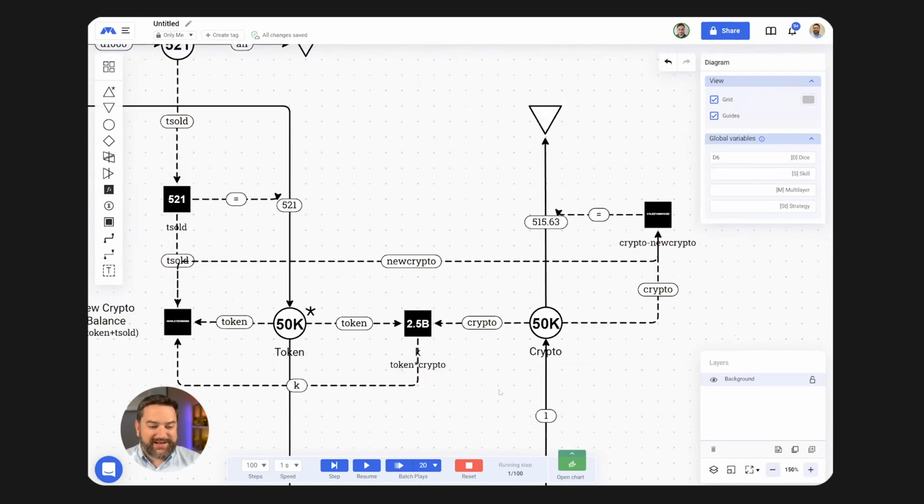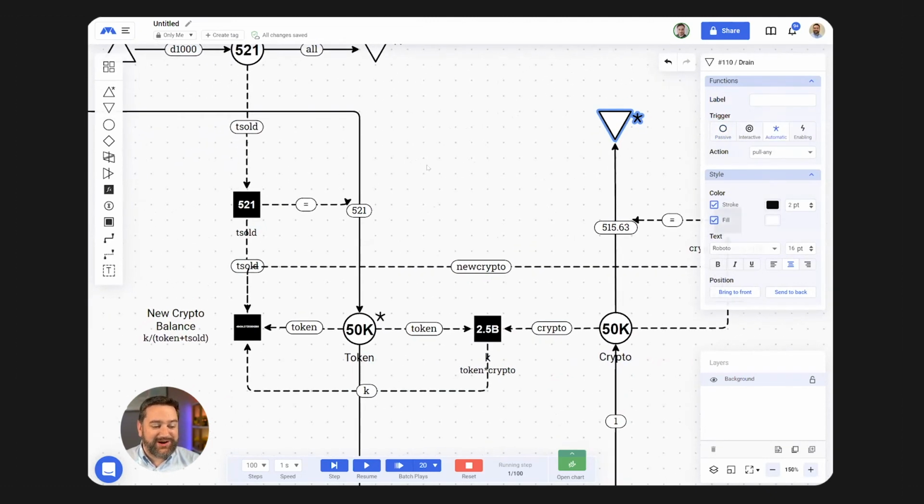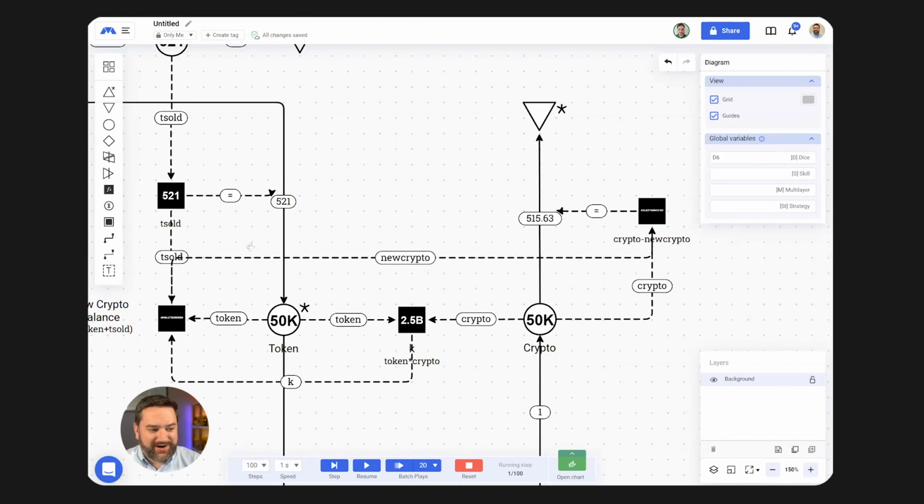Now that we've got that set up, I'm going to make my drain automatic for a moment. And we should now be ready to see that trade happen. So what's going to happen is we're going to put in 521 tokens, and in order to rebalance our K number, we're going to remove 515 crypto.